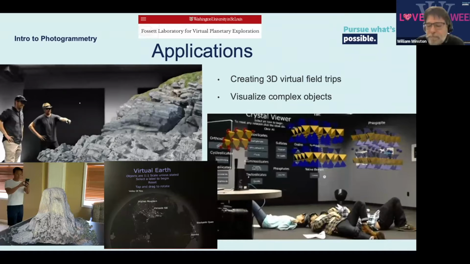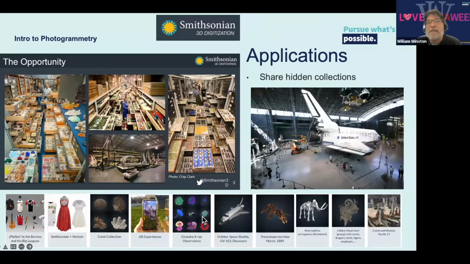Now, one more thing I would like to point out is the use of this photogrammetry technology to share hidden collections. And that's kind of the example that we're going to be talking about today. But I wanted to post this slide because it shows some images of collections at the Smithsonian Institution that are basically not available for the public to view.